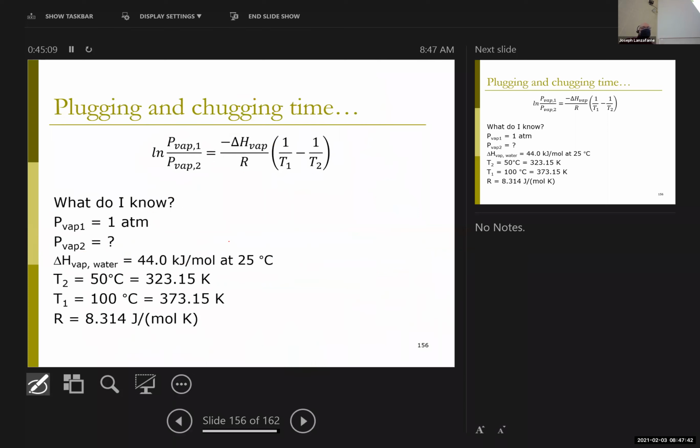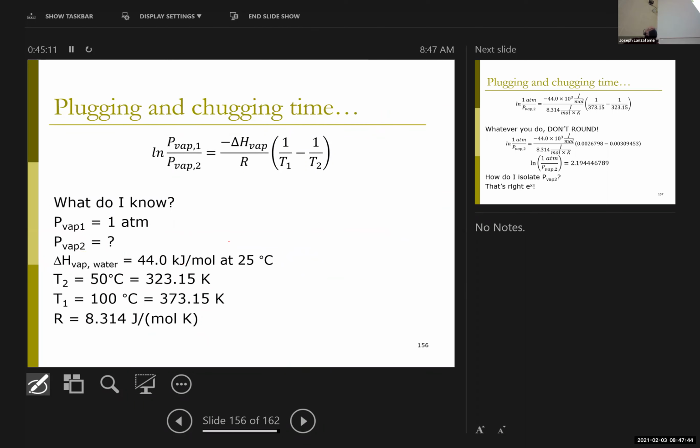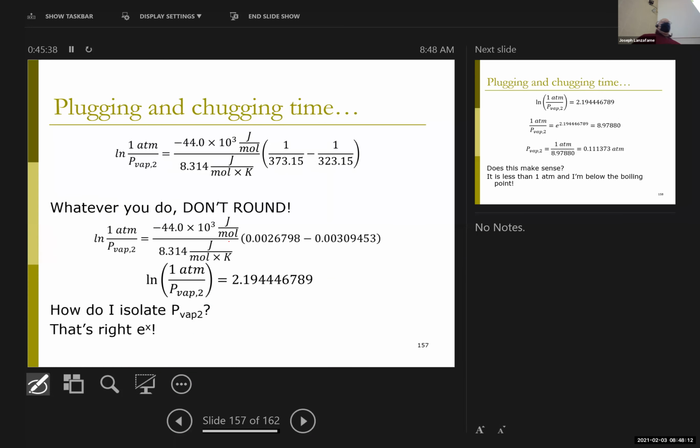All right. But at this point, again, since standard temperature is the delta H that gets used, I now have a value for everything except the vapor pressure at 50 degrees C, which is 323 kelvins. And so at this point, it's essentially a plug and chug. All right, again, be a little careful with the algebra here because I have seen any number of mistakes here.